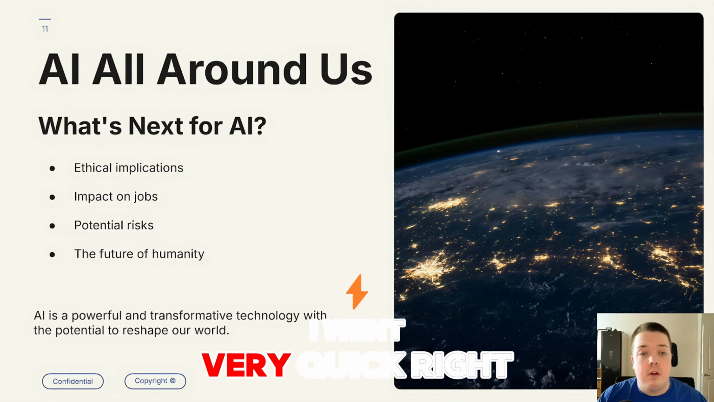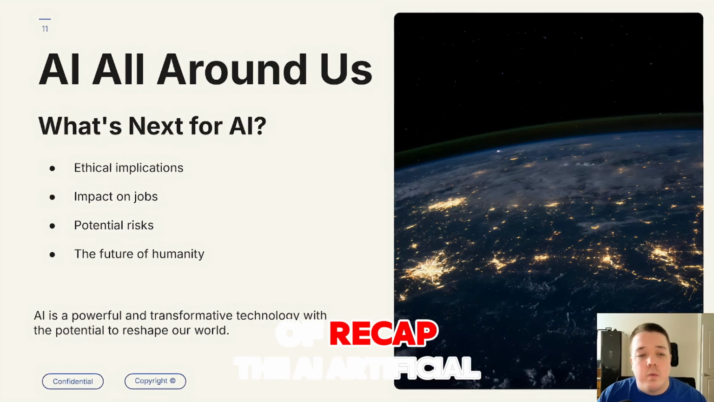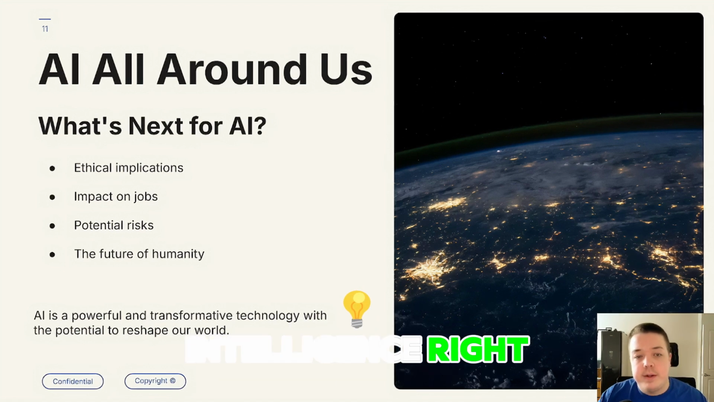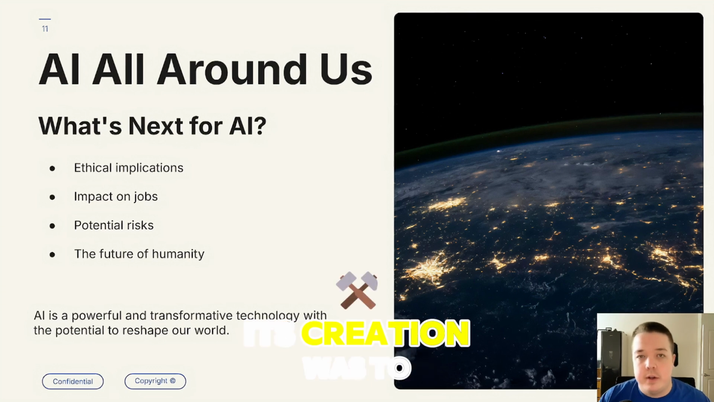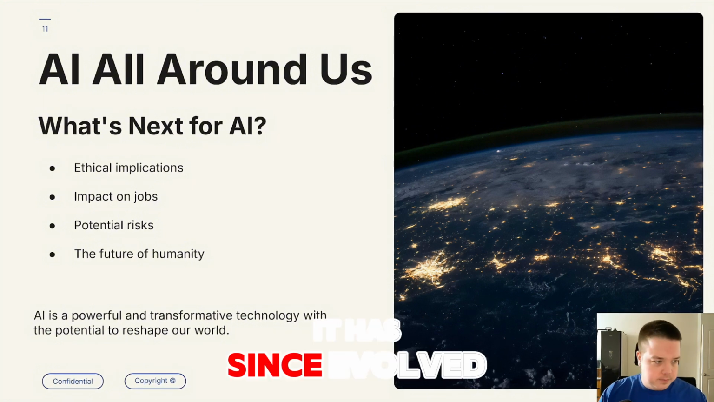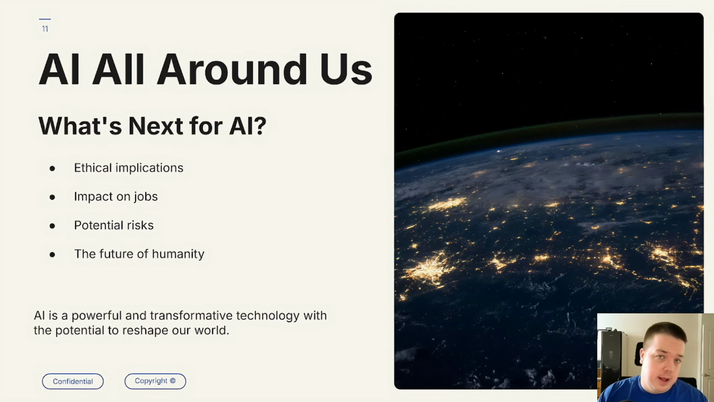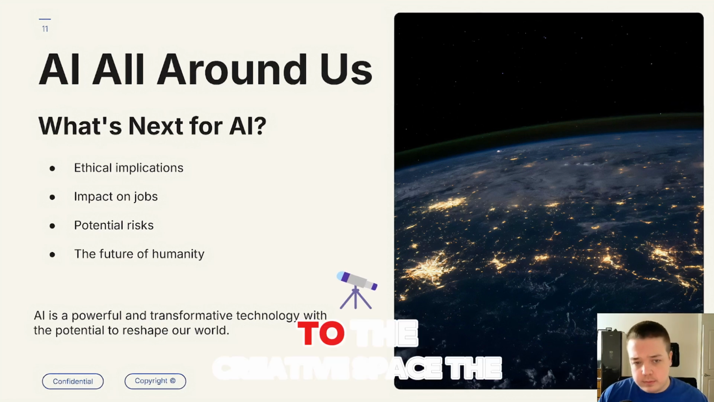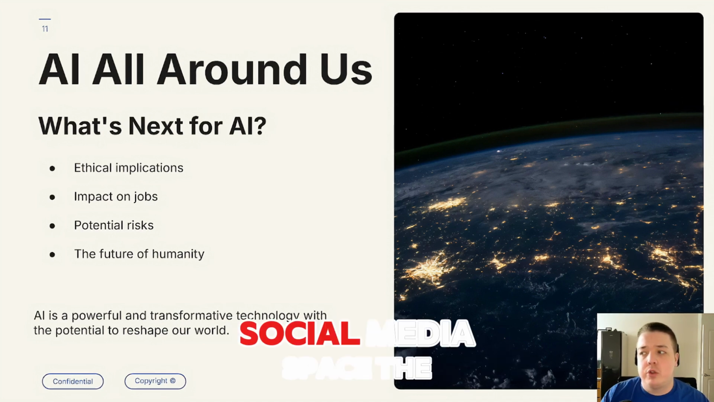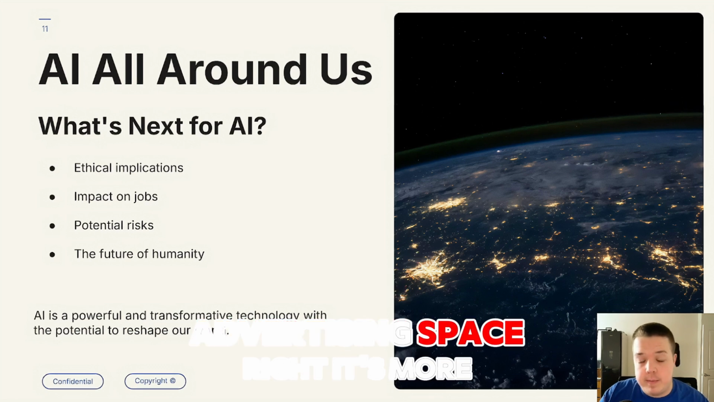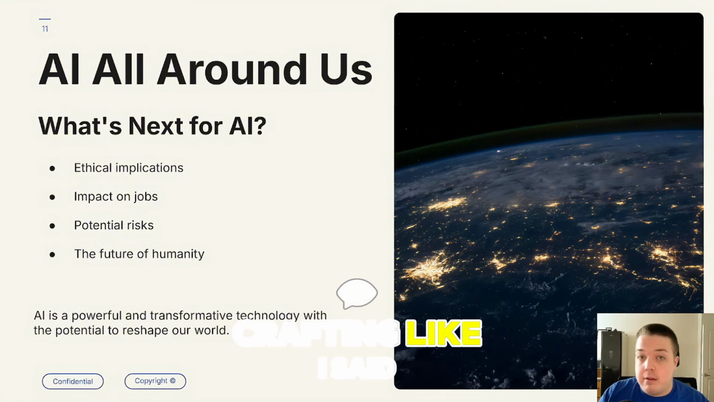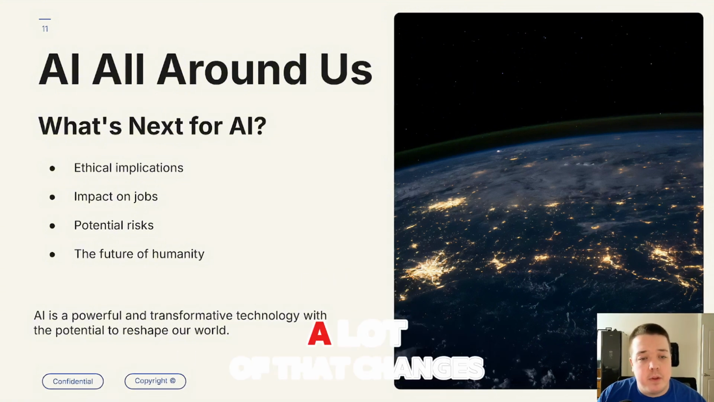I went very quick, right? So just to kind of recap, the AI, artificial intelligence, the main point of its creation was to make our lives easier. It has since evolved to the creative space, the social media space, the advertising space, right? It's more than just crafting, like I said, crafting that meal plan, crafting that recipe. A lot of that changes.